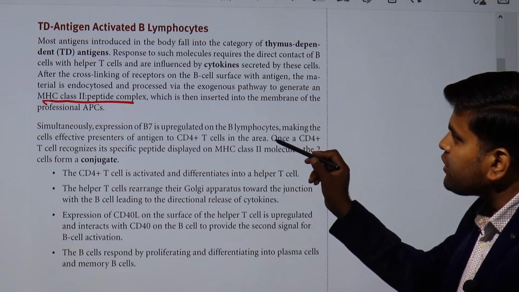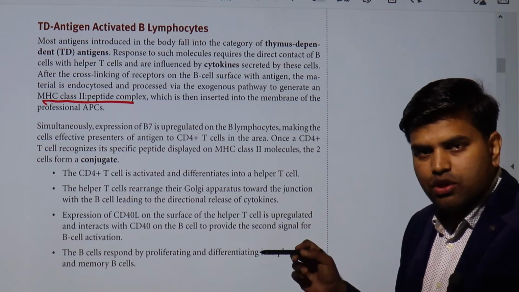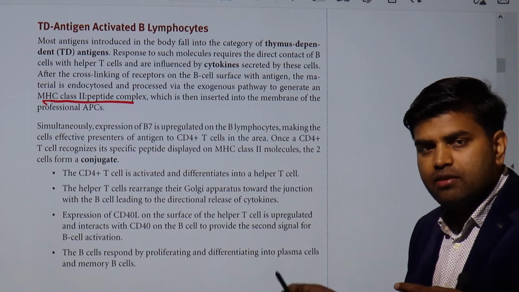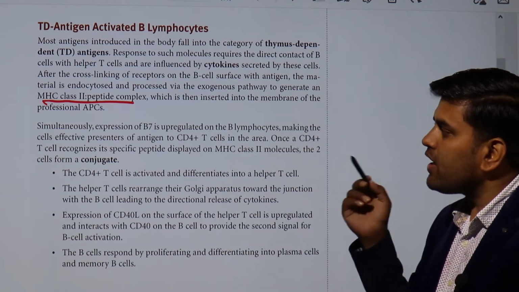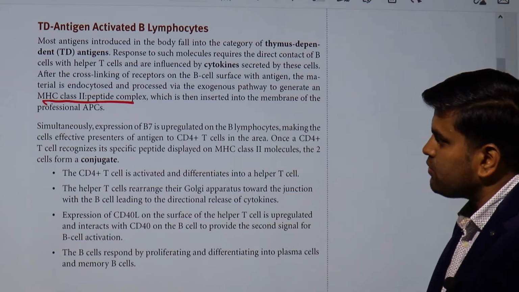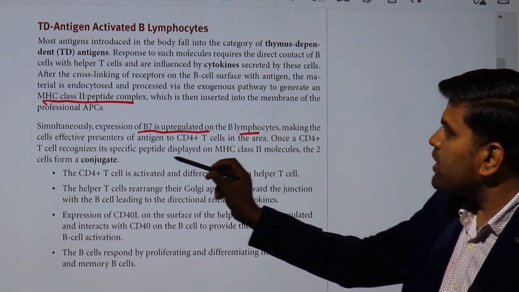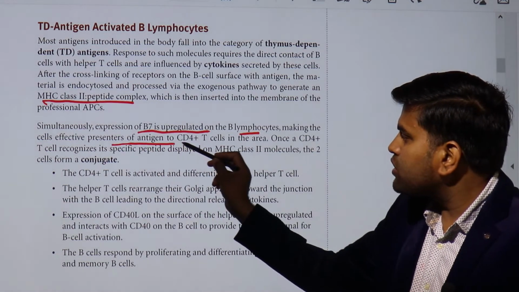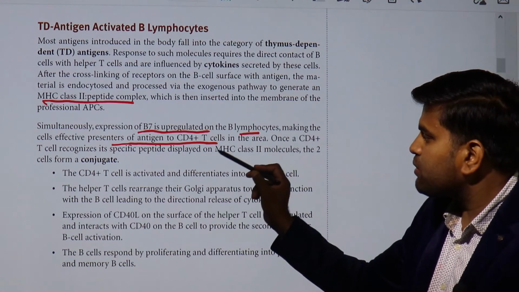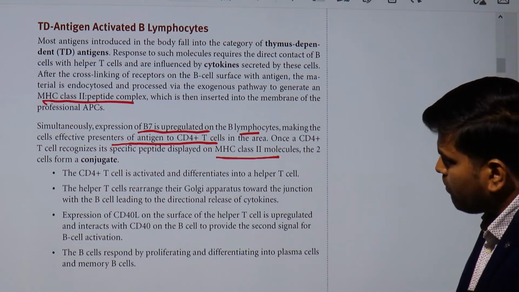So here they are talking about the B cell as itself an antigen presenting cell, presenting the antigen to the T cell, activating it, and then the T cell activates the B cell back, which converts into the plasma cell and forms antibody. Simultaneously, expression of B7 is upregulated on the B lymphocyte, making the cell effective at presenting to the CD4 T cell in the area. Once the CD4 T cell recognizes a specific peptide displayed on the MHC class II molecule, the two cells form a conjugate.